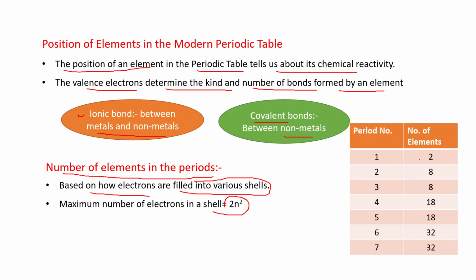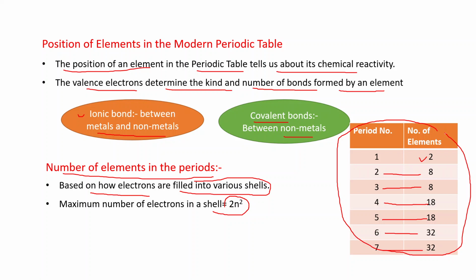In the first period 2 elements are there, in the second period 8 elements, in the third period 8 elements, in the fourth period 18, fifth period 18, sixth period 32 elements, and seventh period 32 elements. The detail of this is not in your syllabus. You will discuss it in the higher class.